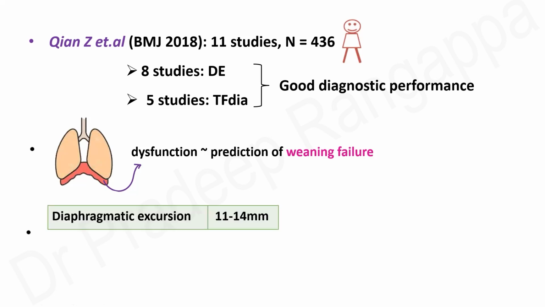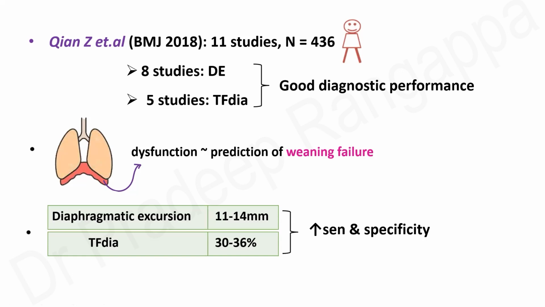And as I said, diaphragmatic excursion should not be less than 10 millimeters. 11 to 14 millimeters had a good sensitivity and specificity to indicate that effective weaning will happen. And thickening fraction of the diaphragm, as I said, our patient had 38%; 30 to 36% suggests that good weaning will happen. If it is less than 20%, definitely they are going to fail weaning, and that was found to have increased sensitivity and specificity. It is suggested from this paper that all these weaning indices should be assessed before extubating the patients to make sure that they have successful extubation.